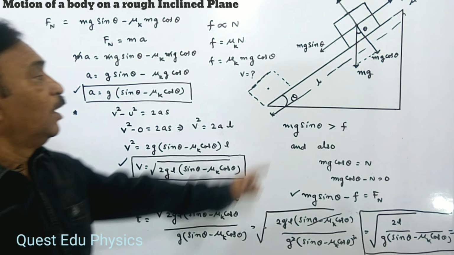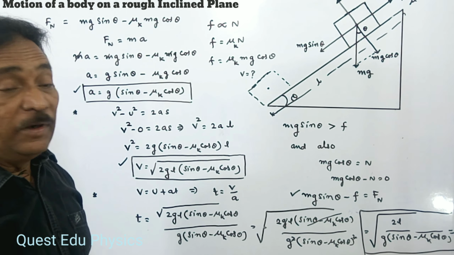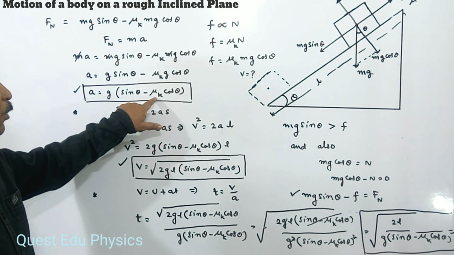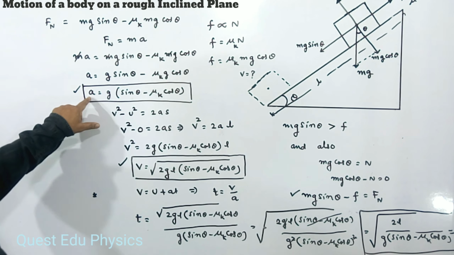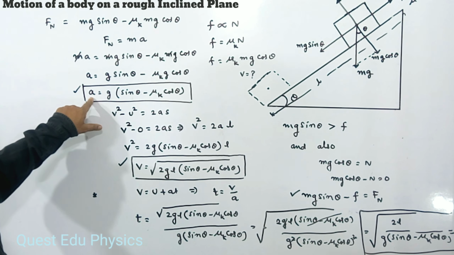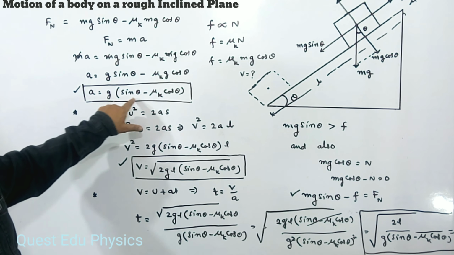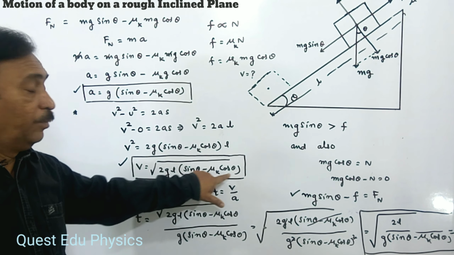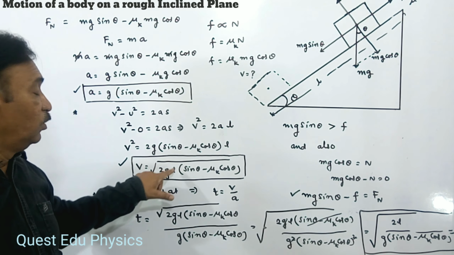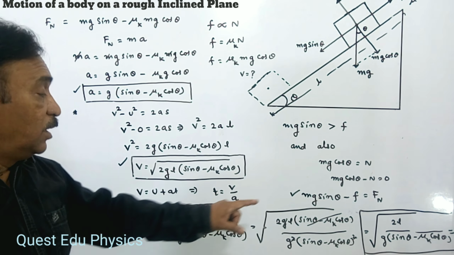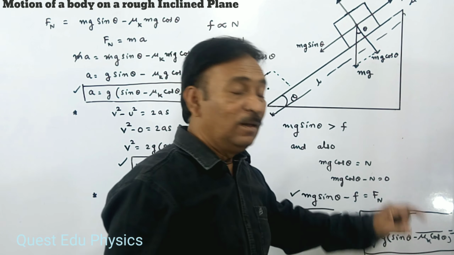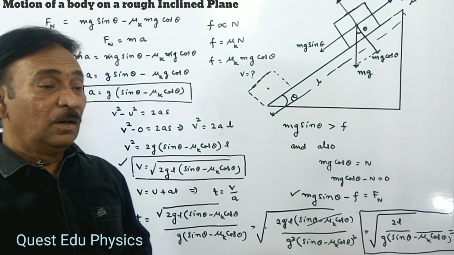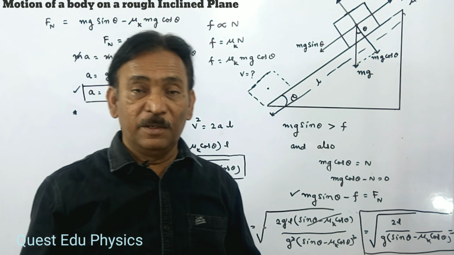Just imagine here, instead of the rough inclined plane, it is smooth, then immediately the mu term will disappear, and what you get, the acceleration of the body becomes a is equal to g sine theta, and similarly here mu becomes 0, then what we get, v is equal to under root of 2gl sine theta, and time is equal to under root of 2l by g sine theta. My intention was to tell what happens when the friction disappears.